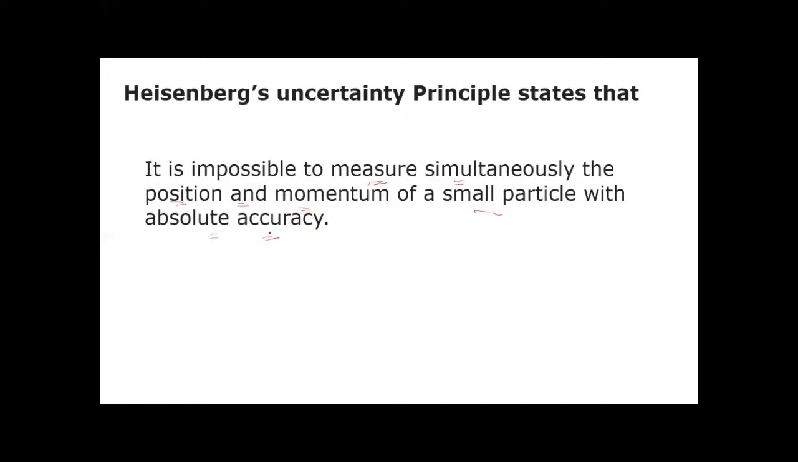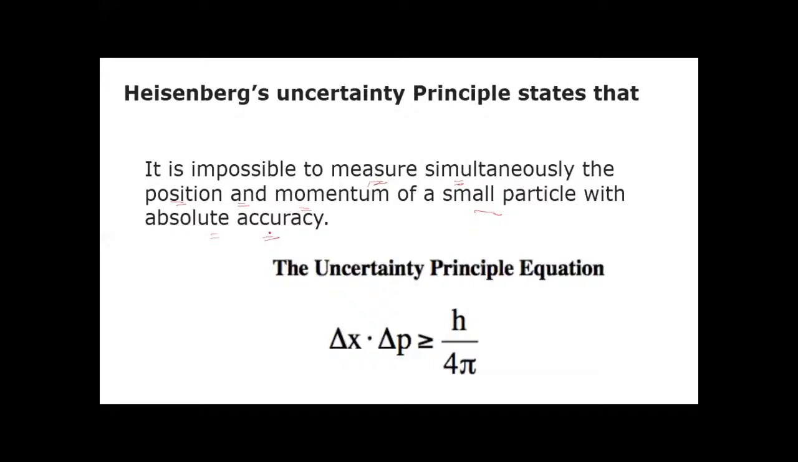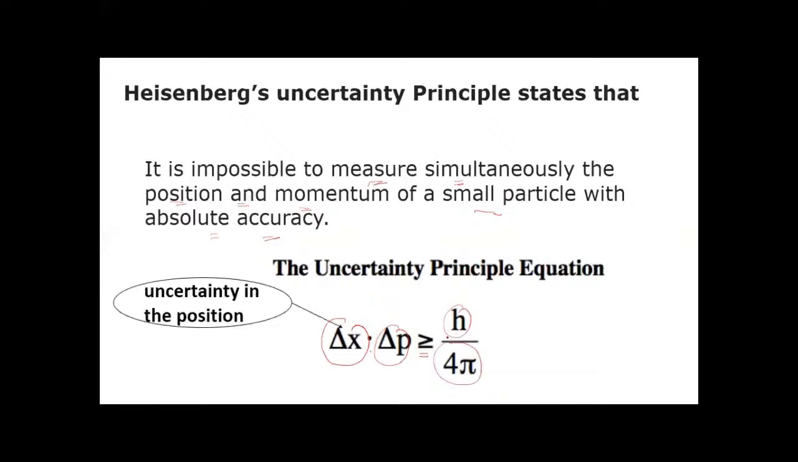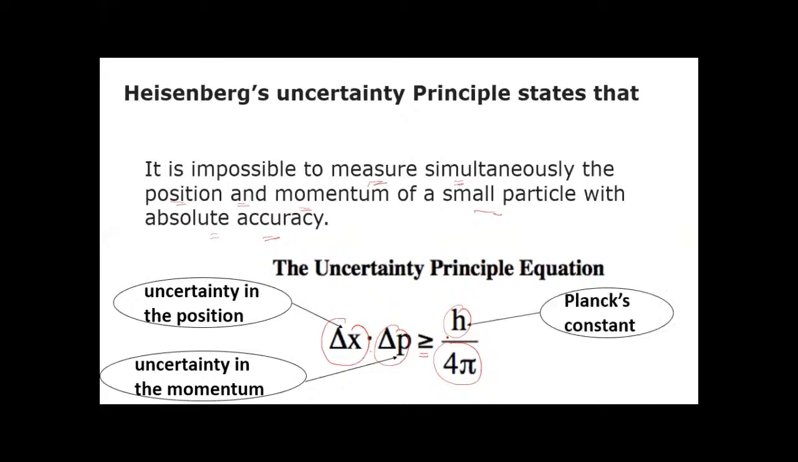He gave an equation, the uncertainty principle equation. According to this equation, delta x dot delta p is equal to or greater than h upon 4 pi. Here, delta x is the uncertainty in the position, delta p is the uncertainty in the momentum, and h is Planck's constant.